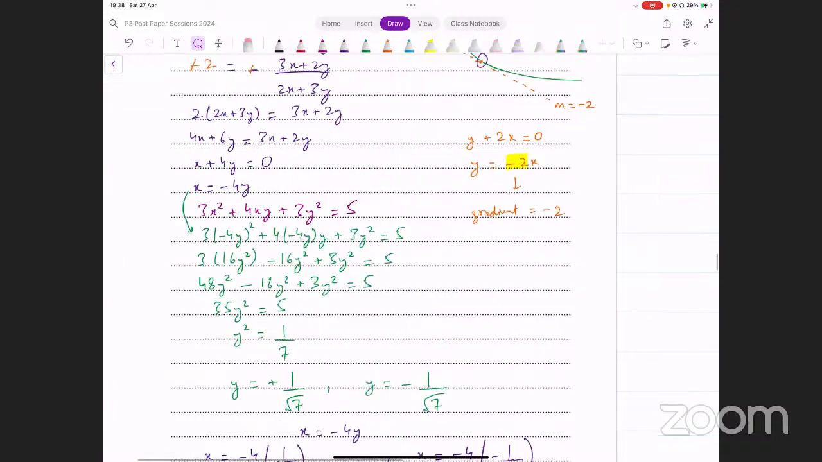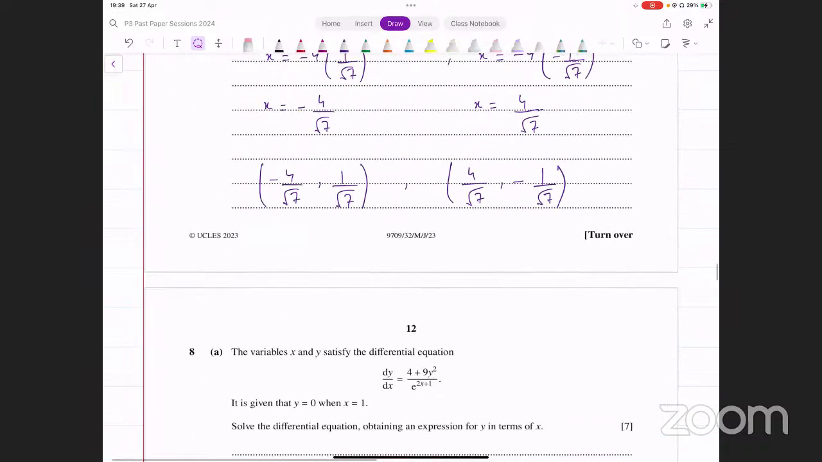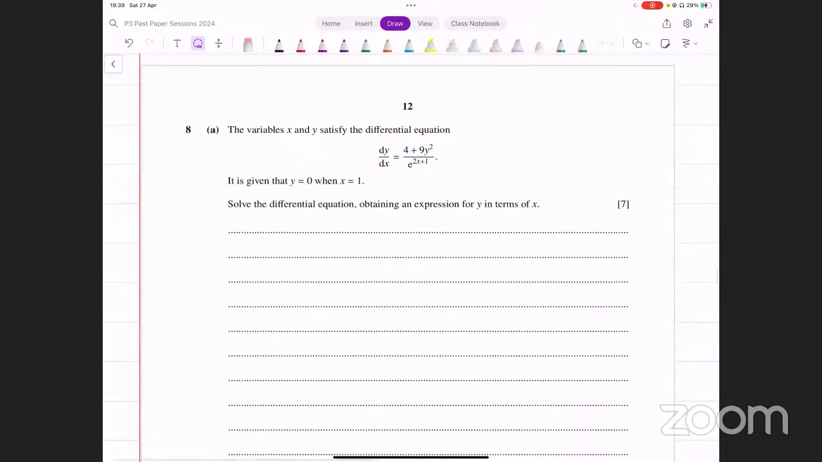Okay, good. Now let's move on to the next one. That was question number 7 from this paper. Let's see the next one that you're asking about, question number 8. Let's try that.